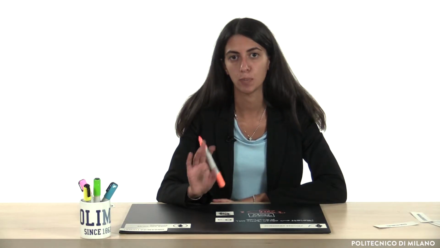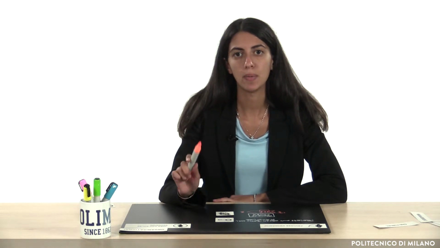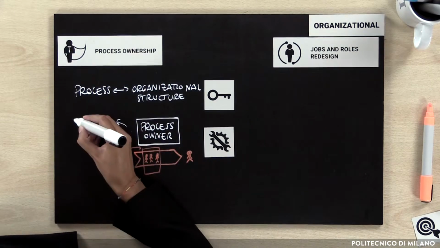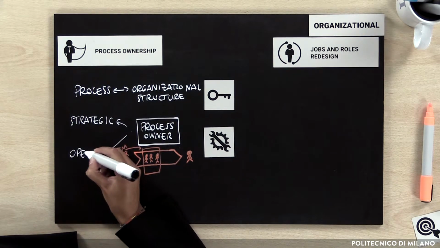For this reason, the process owner needs relational and leadership competencies, mediating the different needs and motivating resources to contribute to the process goals. Typically, the process owner belongs to the function that is more involved in the process in terms of activities to be performed. The process owner could be of two types: strategic process owner or operational process owner.